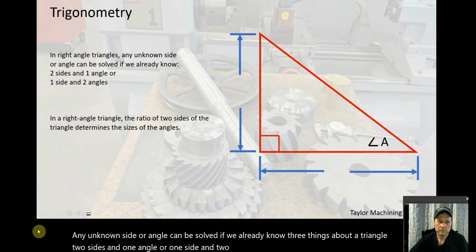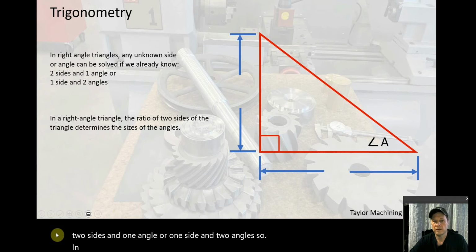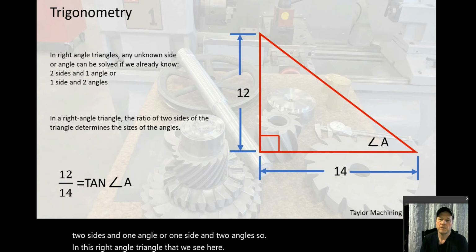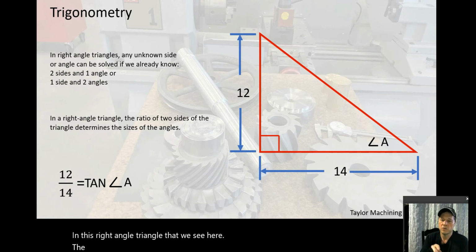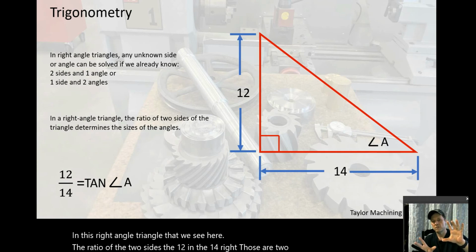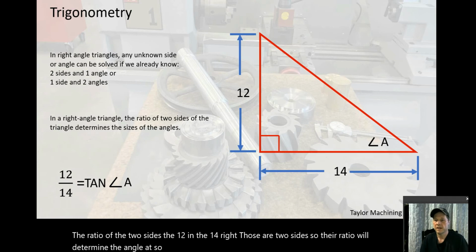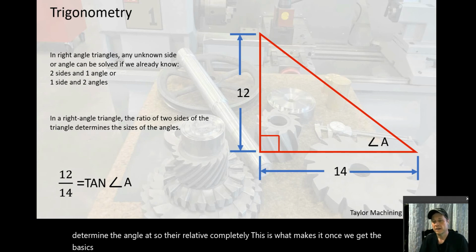So in this right angle triangle that we see here, the ratio of the two sides, the 12 and the 14, right? Those are two sides. So their ratio will determine the angle. So they're relative completely. This is what makes it, once we get the basics of trig in our head, we just have to know where to plug things in a formula.